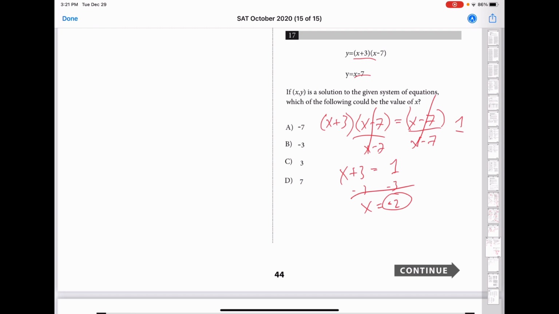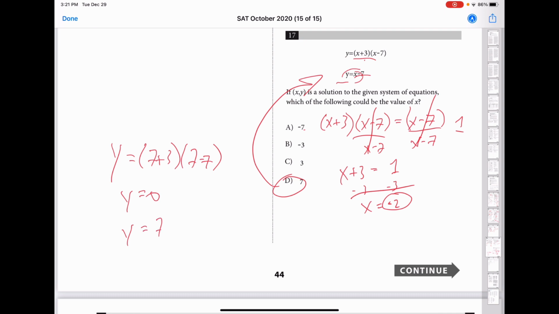So the other way that I would do this is we can start plugging in numbers, because sometimes that works a little bit faster. Plug in negative 7, doesn't work. Negative 3 makes the first one 0, but then the other one doesn't give you 0. All right, so let's try plugging in 7. I think this will work. If we plug in 7, look what happened: y is equal to 7 plus 3 times 7 minus 7, and y equals 0. And for the second equation, we get y equals 7 minus 7, which is also 0. Aha, so it works for both. For number 17, by plugging in, the answer is D, x equals 7.